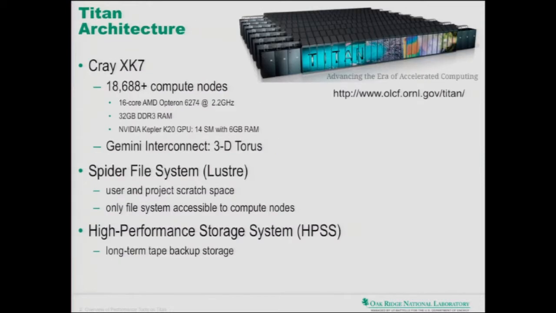I'm sure you've seen this earlier in the week. Titan is a big Cray XK7 with 18,688 nodes. It has GPUs in every node and a Gemini interconnect, which is specific to Crays. We have a really big Spider file system, which is the largest Lustre installation in the world. That's the only file system available to applications on compute nodes, so all performance data will end up on it. There's also a tape backup storage called the High Performance Storage System.